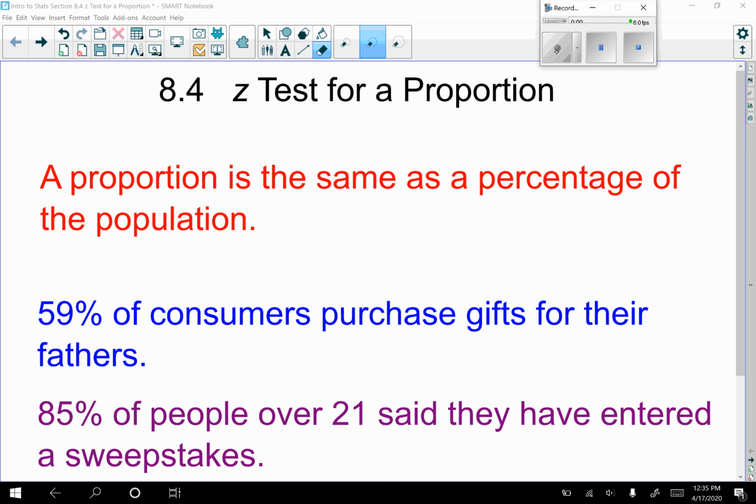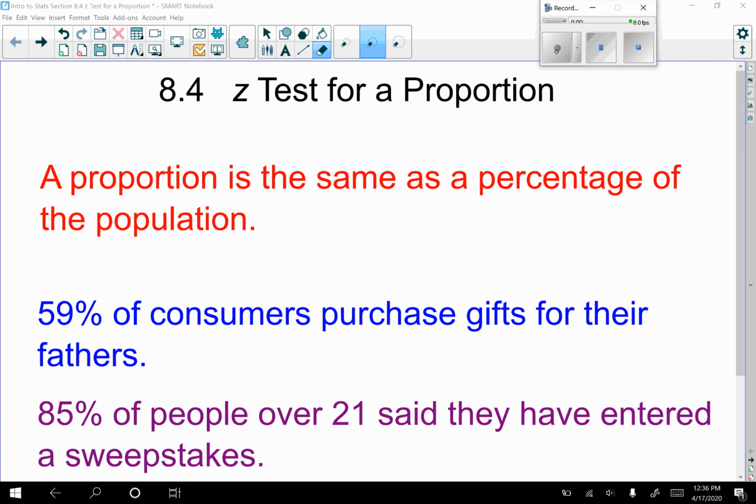This is the last section of Chapter 8, discussing a z-test for a proportion. Back in 8.2 and 8.3, we were looking at a z or t-test for a mean. Here we're looking at proportions, which is what a lot of you will be using for your research report to finish up with the inferential stats section.